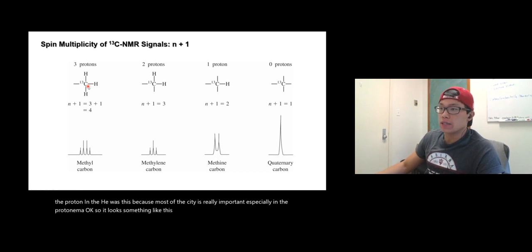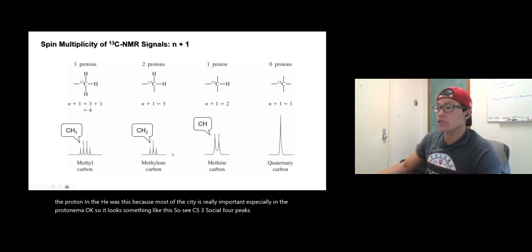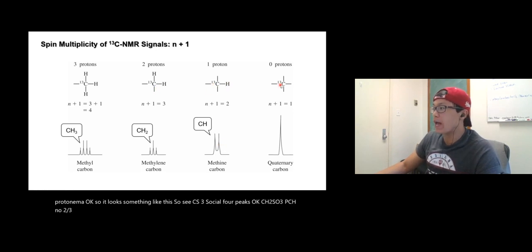CH3 shows four peaks. CH2 shows three peaks. CH shows two peaks, and if there's no hydrogen on it, just a singlet.